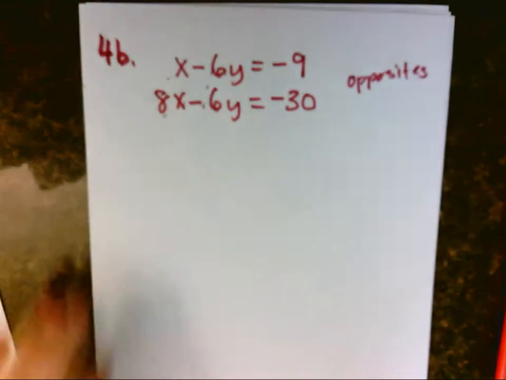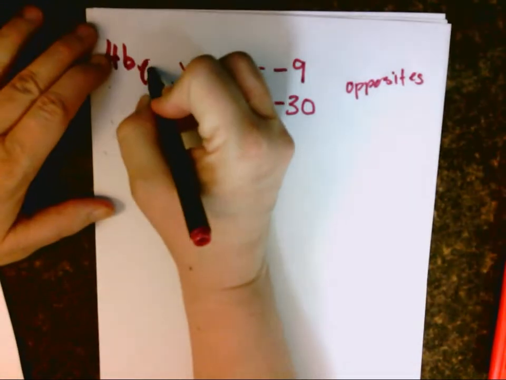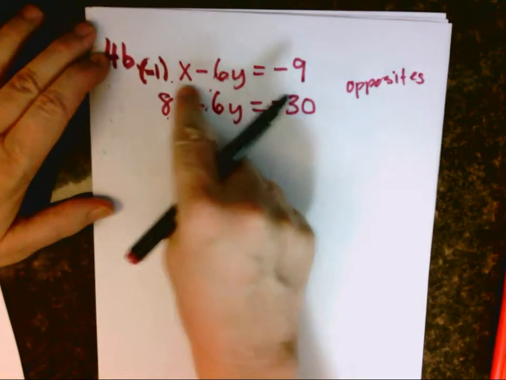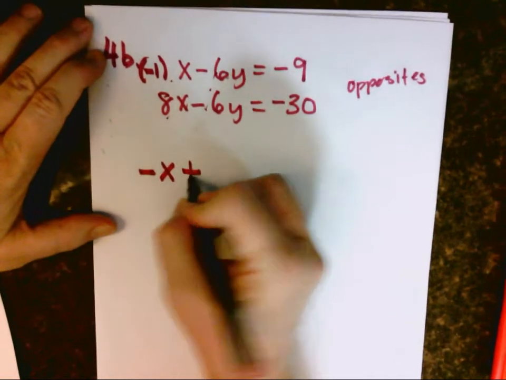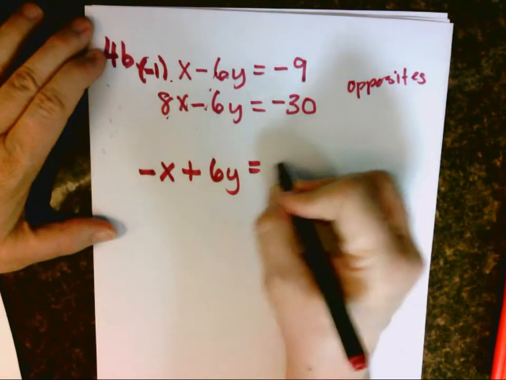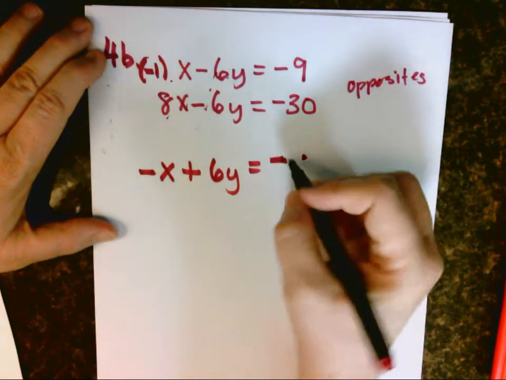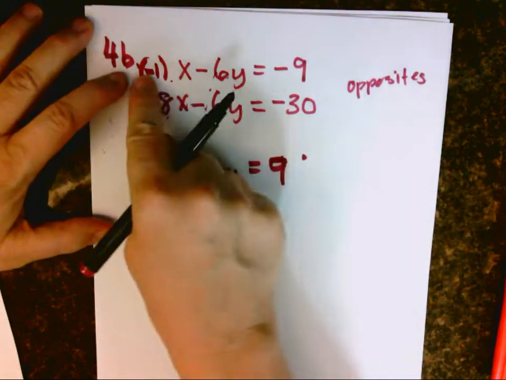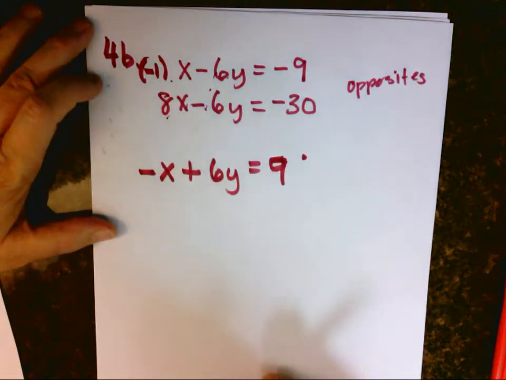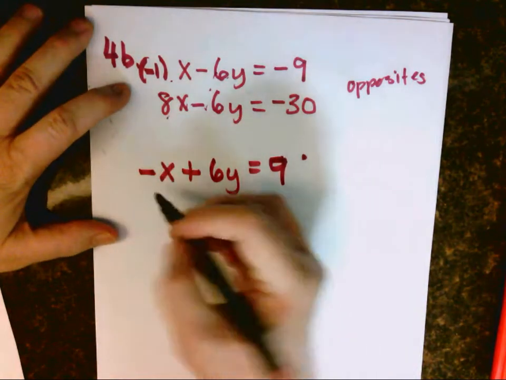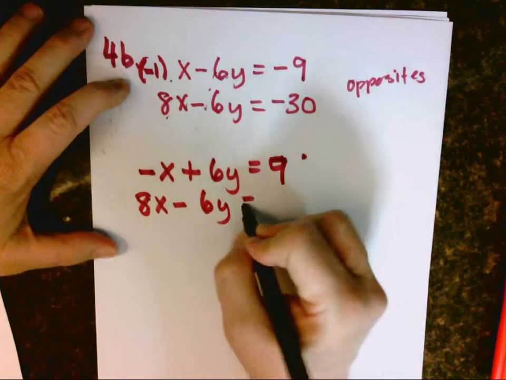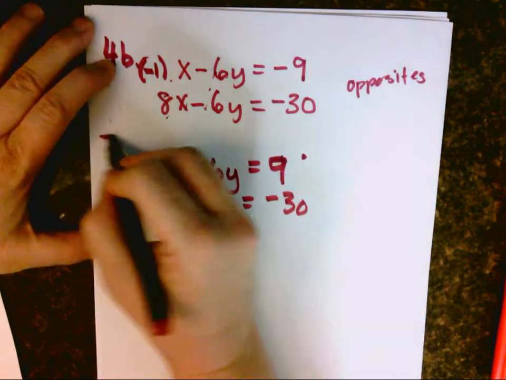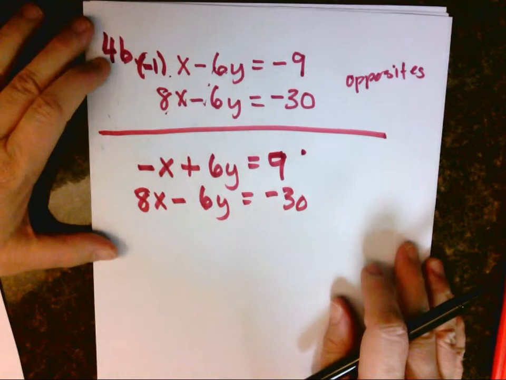So I want one of those to be a negative 6. So I'm simply going to take this first equation and multiply the whole thing by negative 1. So it's going to give me negative x plus 6y equals positive 9, right? Because it changed the negative to positive, switched all the signs. And now I'm going to copy the second equation just the way it is. And when I learned to do this, we put lines in between the steps, okay?